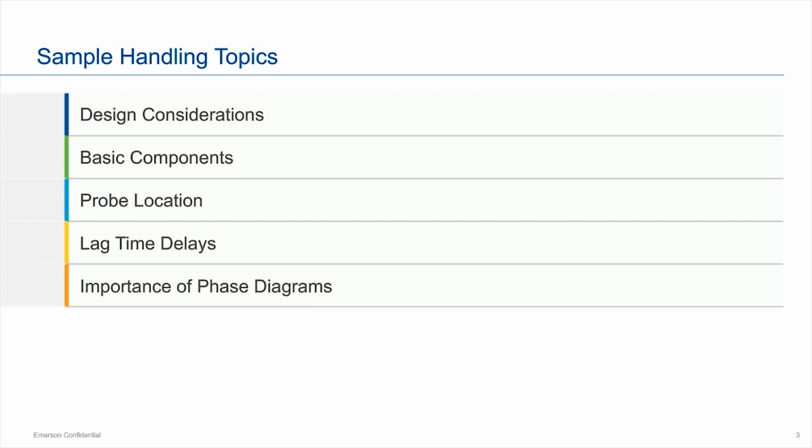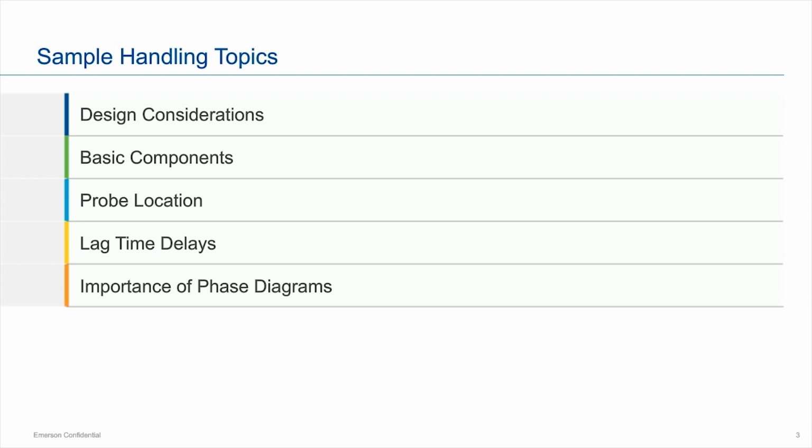We're going to do a quick review of design considerations. Then we'll go into the basic components. We'll spend a little bit of time on probe location. Basically, that's critical because the GC works like a junk in, junk out. The probe is your first part of the sample handling system. If you get it wrong there, it's not going to make up for it later down the line.